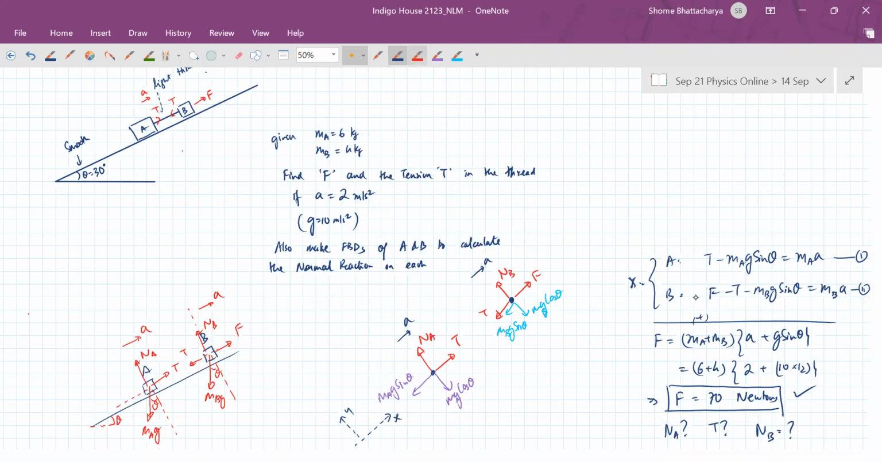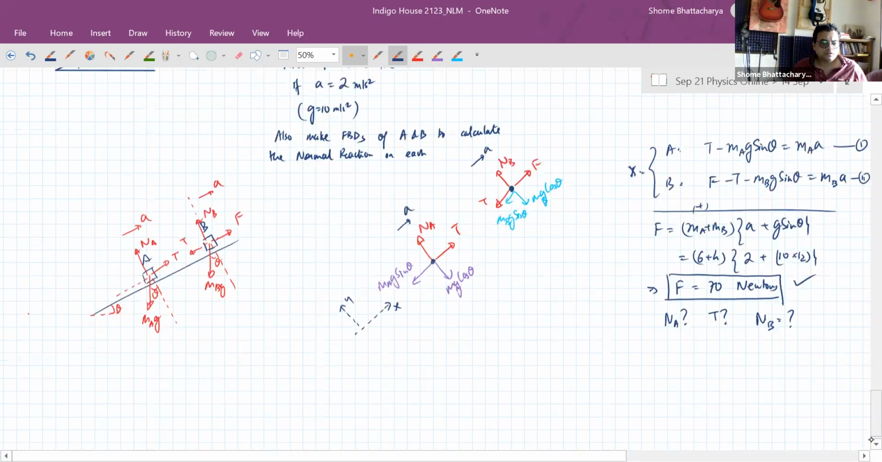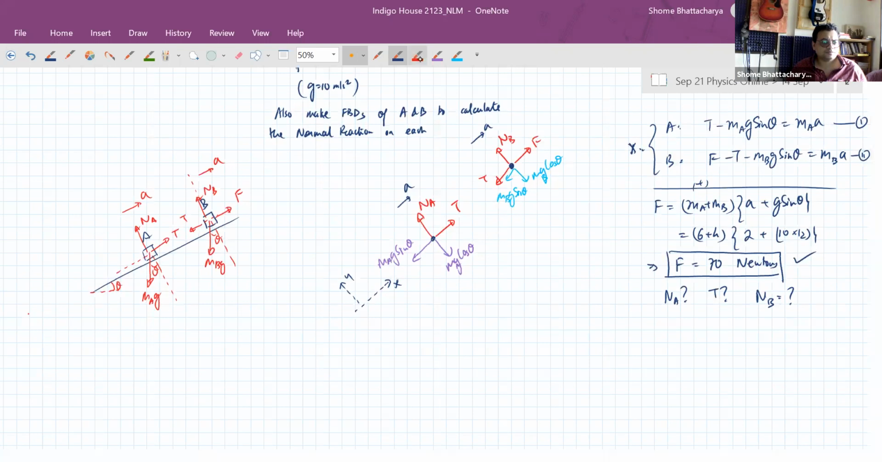Okay, so let's wind this up, people. So this now we can see that, substitute this in the first equation.